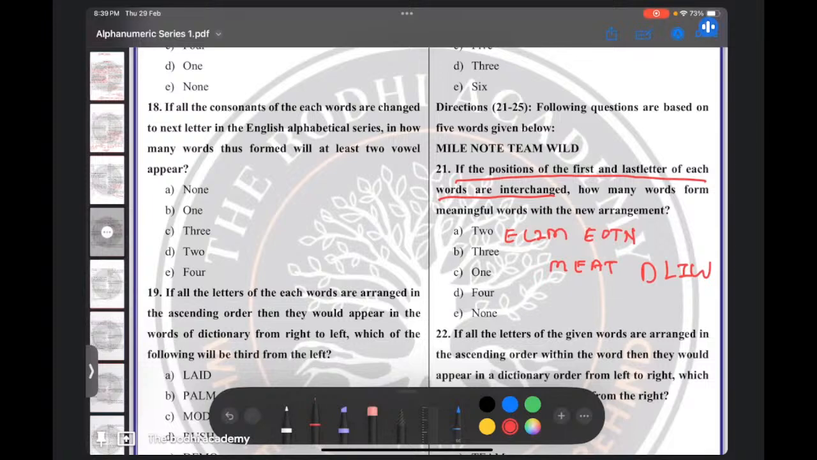Now how to find how many meaningful words are getting found with this? If you see Ellen, no such word. Ayrton, no such word. DLIW, no such word. Meat is the only word. Option number C will be your answer. So I hope alphabet series is clear. Actually, there was nothing. It's just like your alphanumeric series.